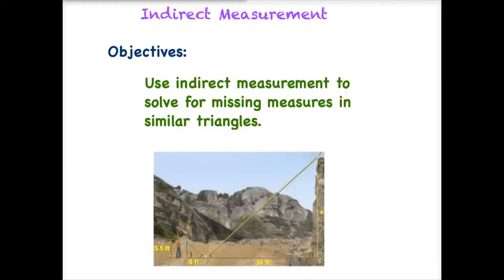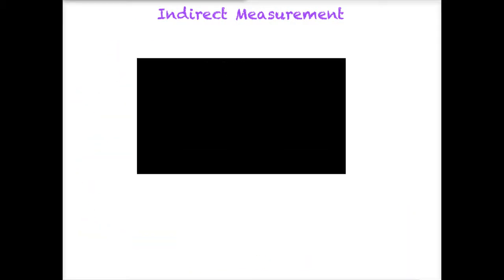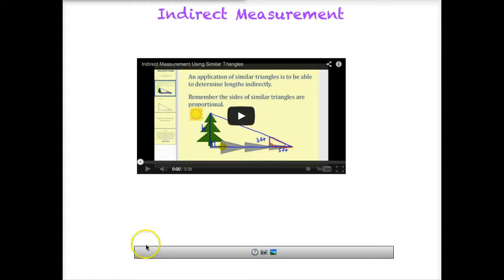Welcome to Indirect Measurement. Now that you understand how to use triangle similarity theorems or shortcuts, you can use those to help you solve for missing measures in similar triangles. We're going to start off by watching a short video with an example on how to do this.